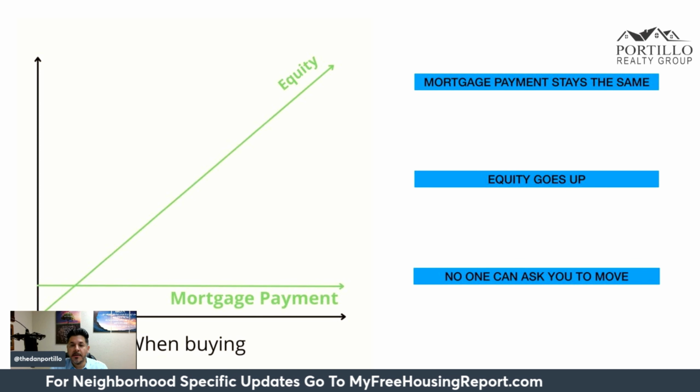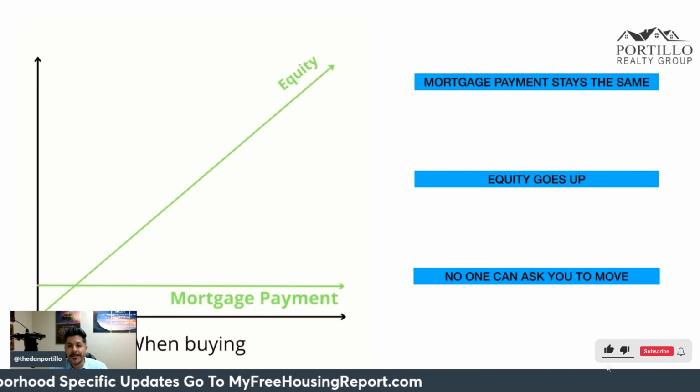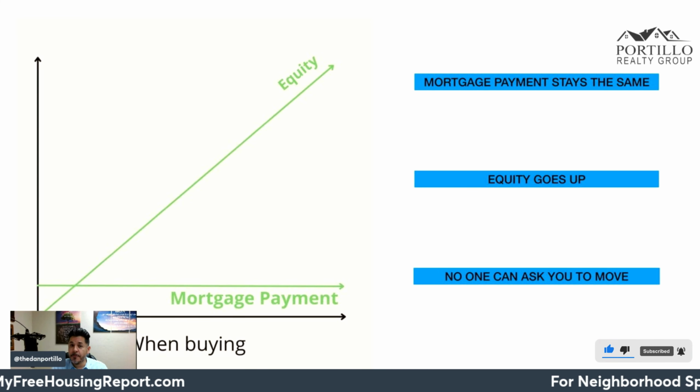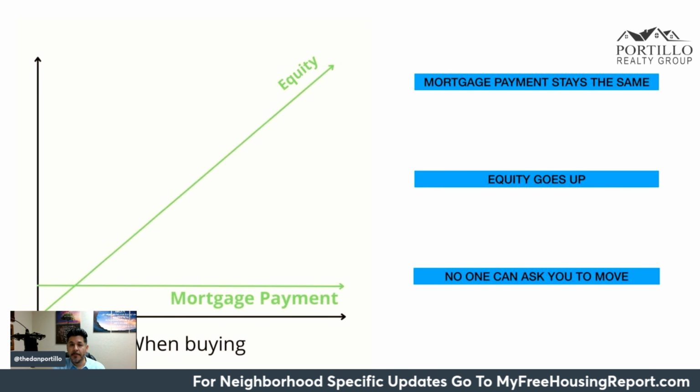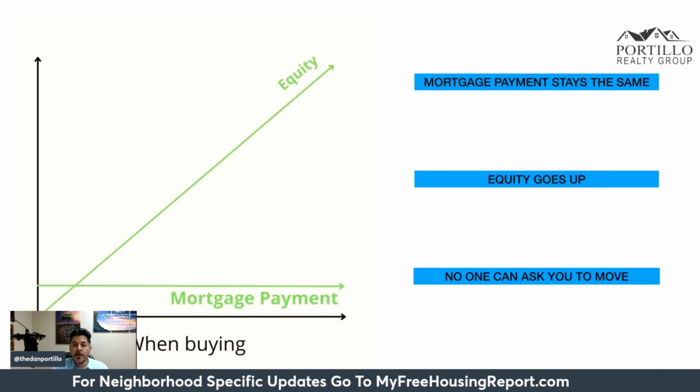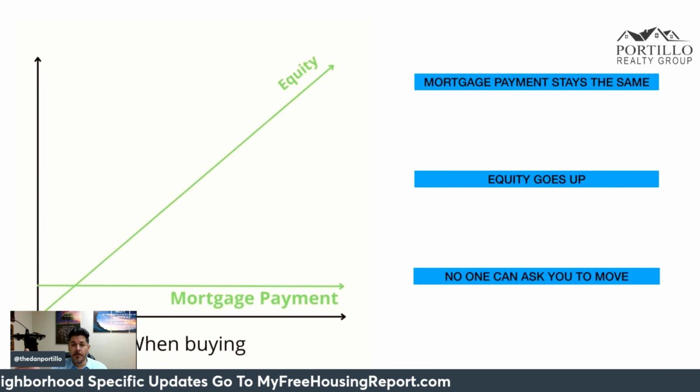Point number 1, mortgage payment stays the same. When you purchase a property, you're going to get a 30-year, maybe a 20-year, and your mortgage payment stays the same. It will not go up like a rental payment will. Number 2, your equity position goes up.